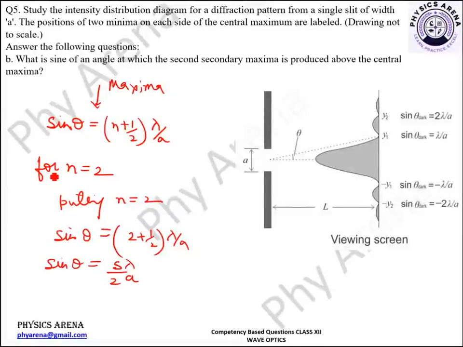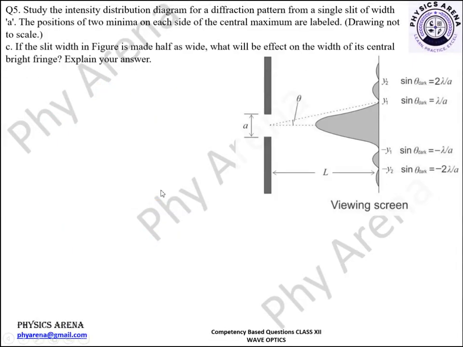Take part C as well. If the slit width is made half as wide, what will be the effect on the width of its central bright fringe? So what we are doing is reducing this a to a by 2. Earlier the slit width was a, now we have reduced it to a by 2. And we all know that sine theta is equal to plus minus lambda by a. This implies that theta is inversely proportional to a.